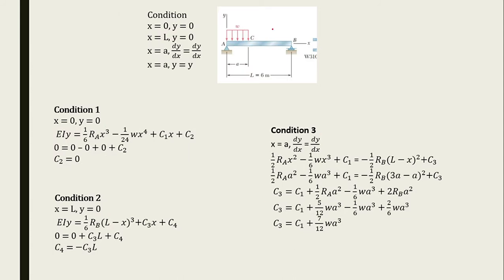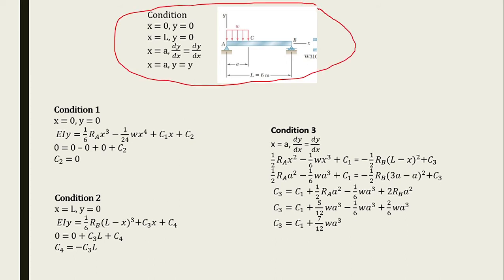Now after we know the equation of deflection and the equation of the slope, we need to determine the boundary conditions of the system. When x equals 0, which happens here, there is no deflection, so y is equal to 0 at point A. Then the second condition is x equal to L, which is here. Then y is equal to 0, there is no deflection at this point B either.